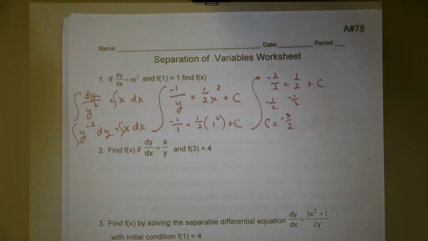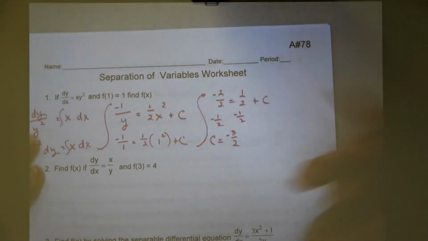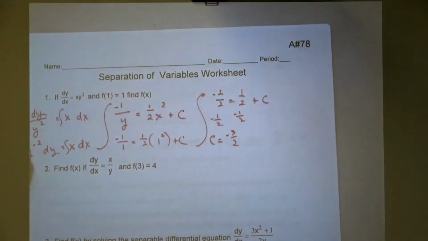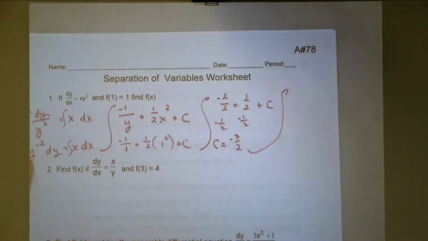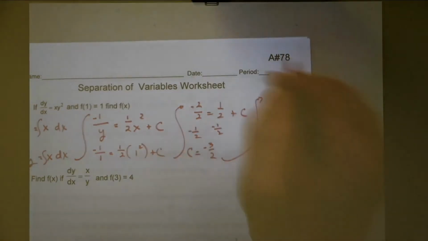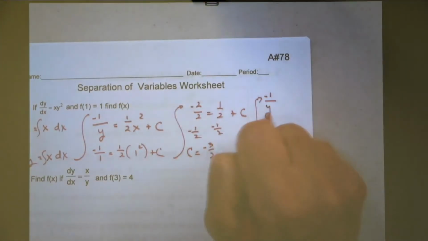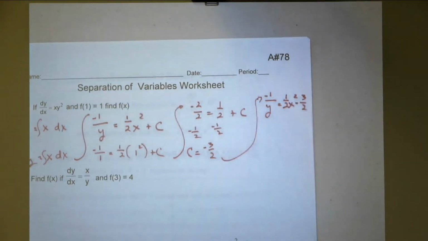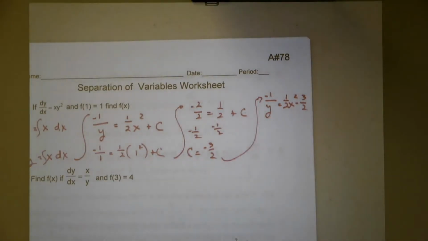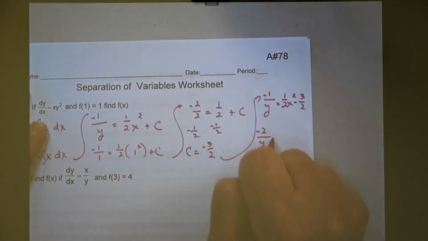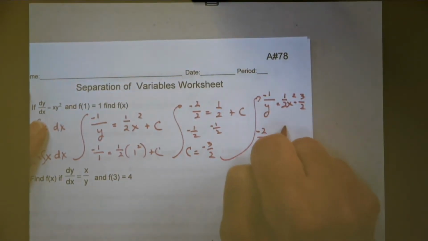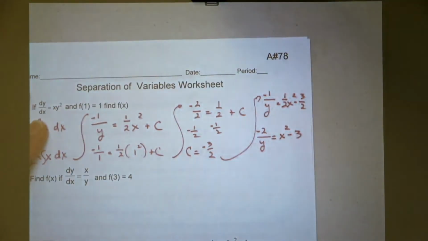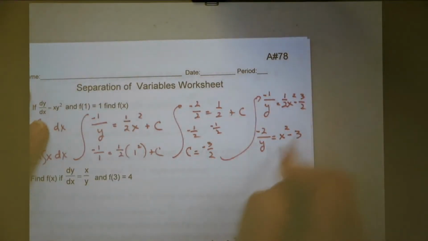So let's go back into the equation. We've got a little bit of room, but that's all right. I'll just come up here and keep running. Okay. We have negative 1 over y is 1/2 x squared minus 3/2. We have to solve for y. y is not by itself at this point. So I think the first thing I'm going to do is multiply by 2, and that gets my denominators gone. I'm going to multiply both sides by y and divide both sides by x squared minus 3.